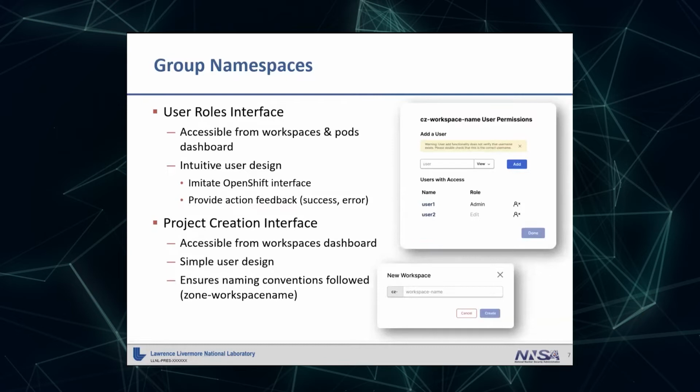In terms of the user design, we wanted to ensure the interface was as intuitive as possible for users. And so we imitated the OpenShift interface, and this way users will be already somewhat familiar with the new feature. We also made sure to provide lots of user action feedback, such as through displaying loading animations and success and error messages. For the project creation interface, we made that accessible just from the Workspaces dashboard, and we just used a simple user design and helped to ensure that naming conventions are followed so users don't have to worry about it.